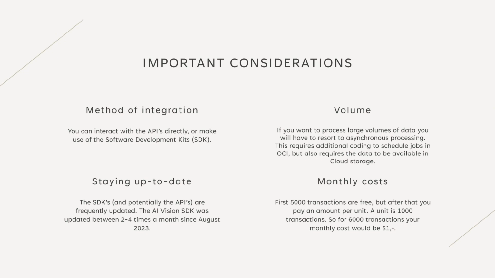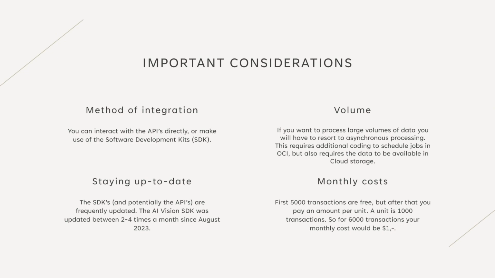Thirdly, staying up to date. In the application I just showed, I use these software development kits like I mentioned, which is easily used through the Maven repository by adding it to your pom.xml. It's important to frequently check for updates. Oracle is heavily invested in AI, as you might know, and the AI Vision SDK, for example, has been updated quite frequently the last few months. Like I mentioned here on the slide, it was updated between 2 and 4 times a month since August last year.